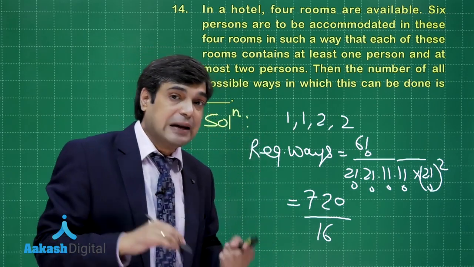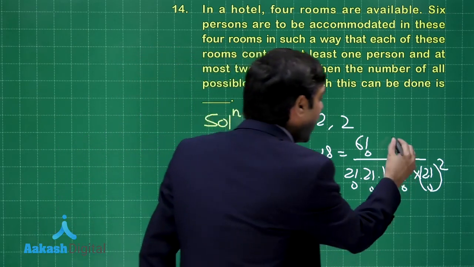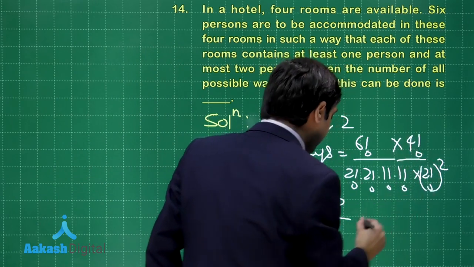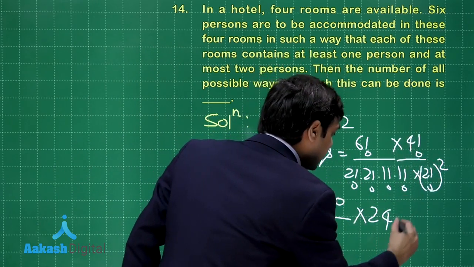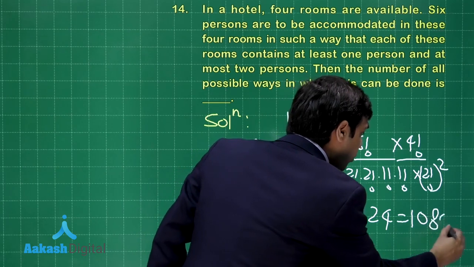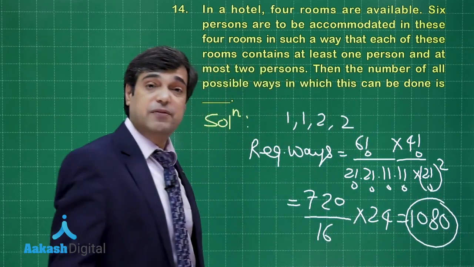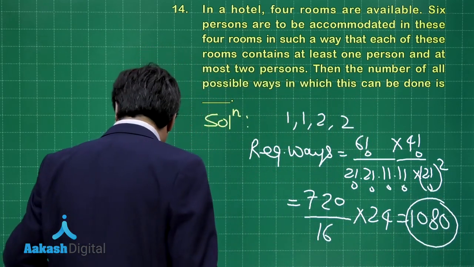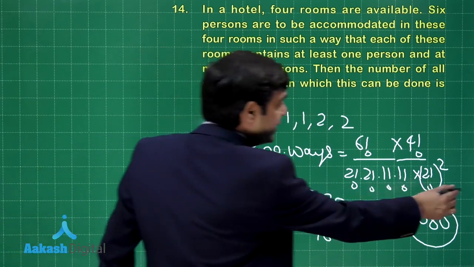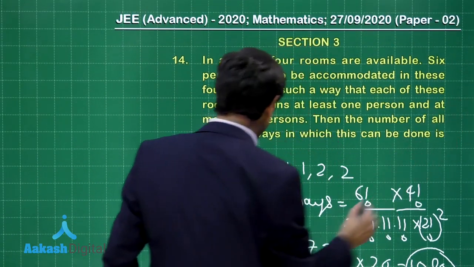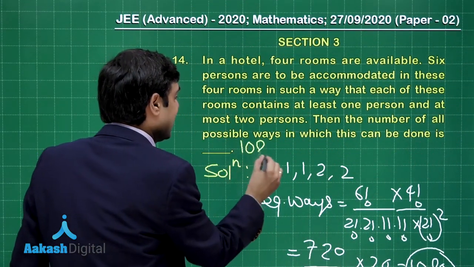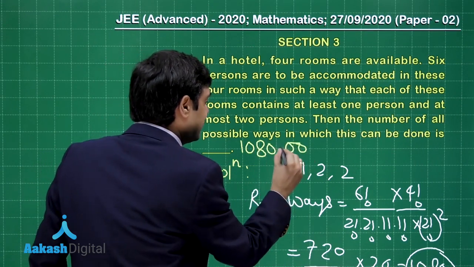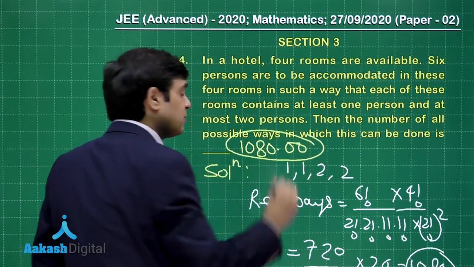Now this is the group division. What is the requirement? Arrangement. So what else is required? Multiply by 4 factorial. So that will give you the required result as 1080. So how many ways required finally? 1080. So let's write down the correct answer for this question. That is 1080.00. I'm sure this question is also clear.